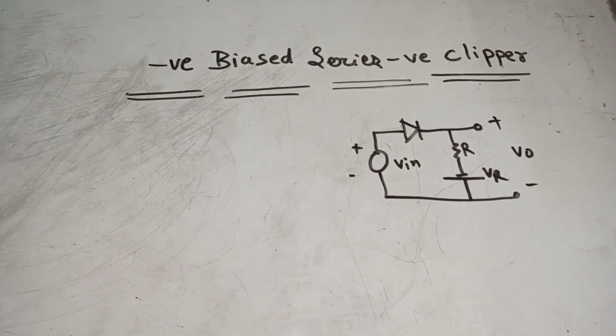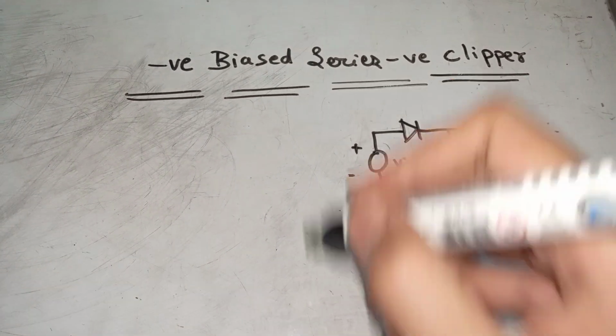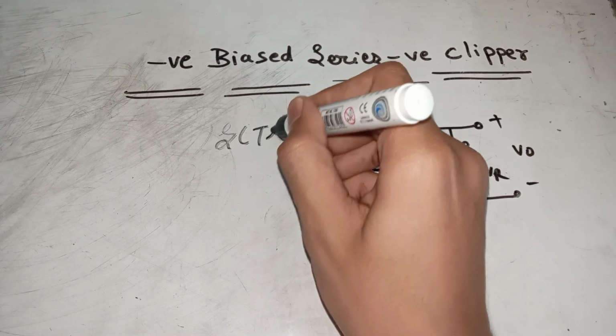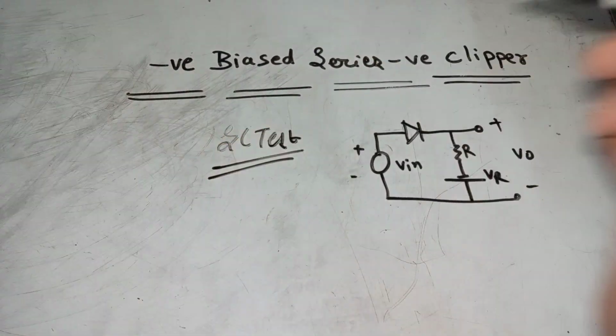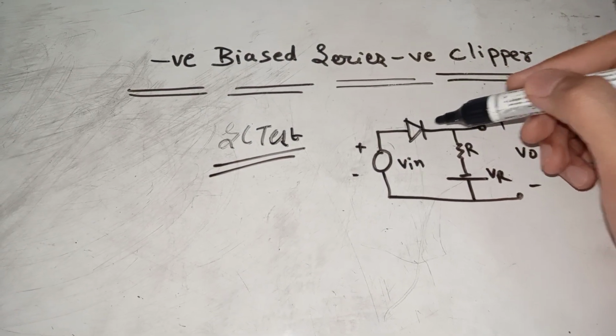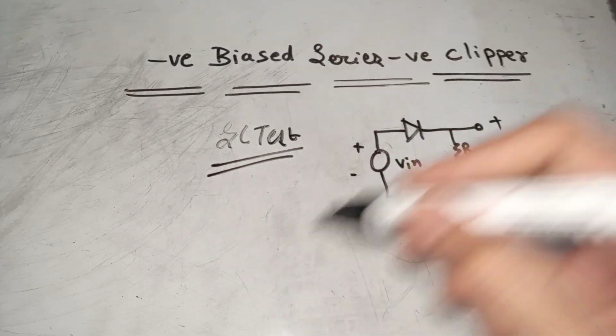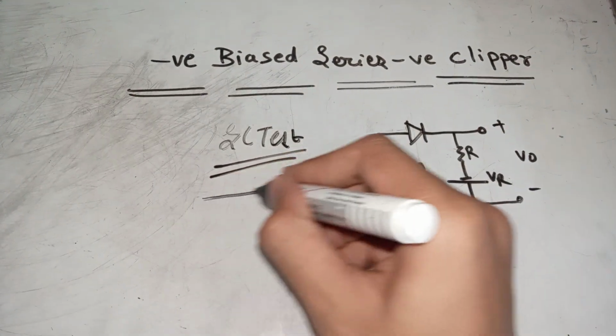We analyzed those with the open circuit test, so let's analyze this circuit with the short circuit test. In the open circuit test our focus is on the voltage across the diode, and in the short circuit test our focus is on the current of the diode, right? So when I short circuit the diode, the circuit will become like this.